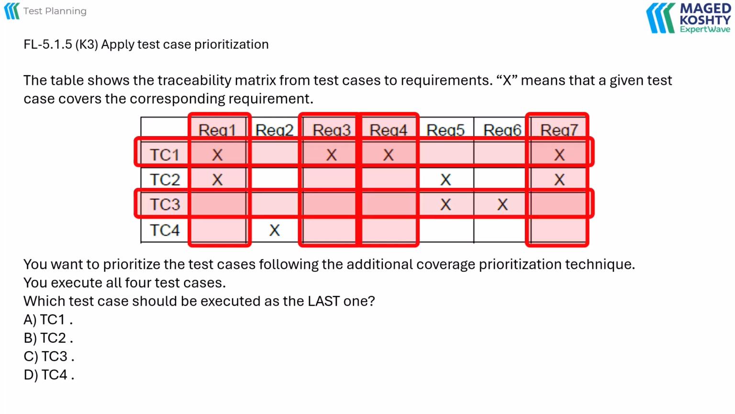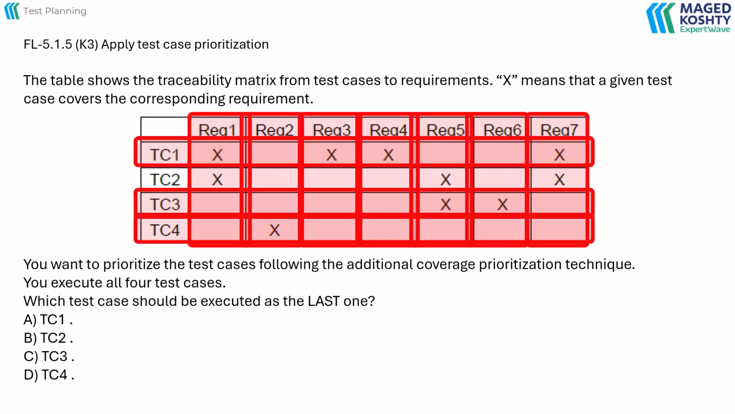Test case 3 is a better choice as it will cover requirements 5 and 6. Requirement 2 is the only requirement missing. So we will choose test case 4 to cover requirement 2. This leaves test case 2 to be our last test case to be executed. The correct answer is B.